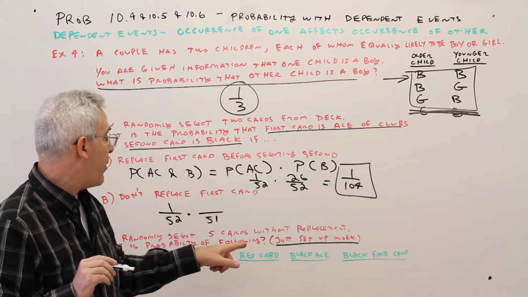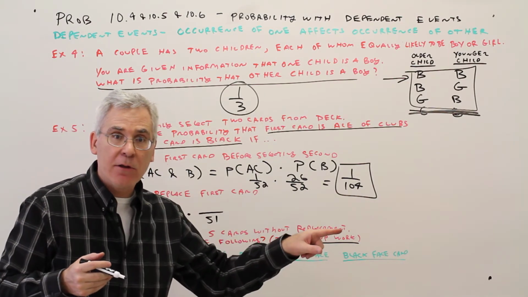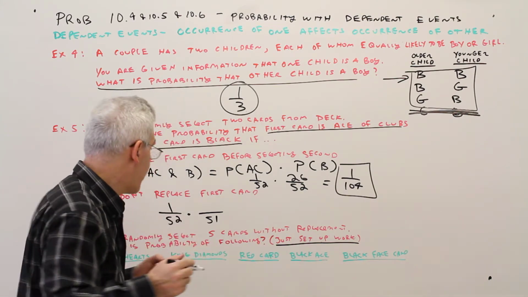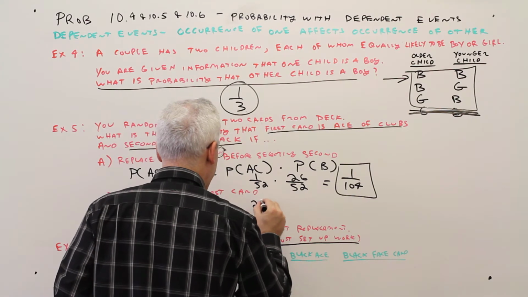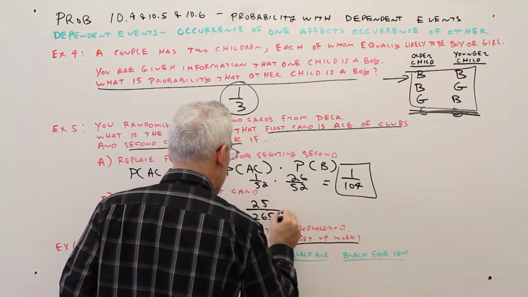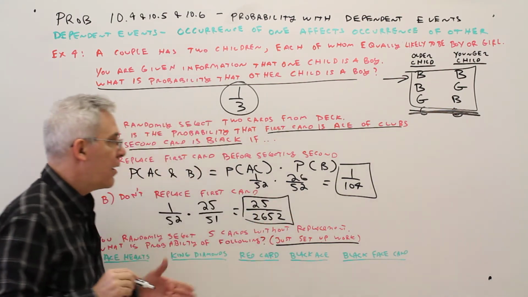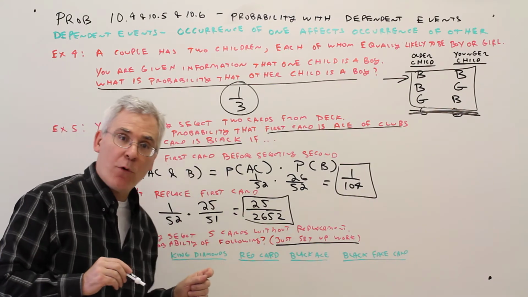And I want to find the probability that the next card is black. Well, I threw away 1 black card. So there's no longer 26, there's 25. And if you compute that, you'd get 25 over 26, 52. So again, it's very important, this vocabulary, with replacement or without.